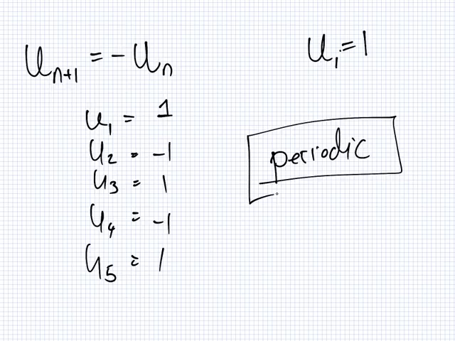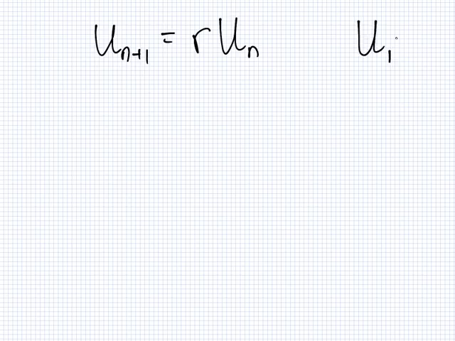Can I scroll down? Have a look at this sequence. U(n+1) equals r times U(n). And I tell you U1 is, let's say, 1, for example. I want this sequence to be divergent. So what should I make the r equal to make it divergent?